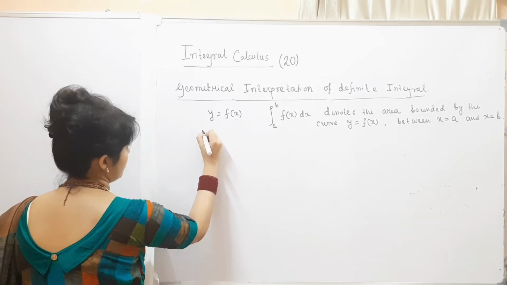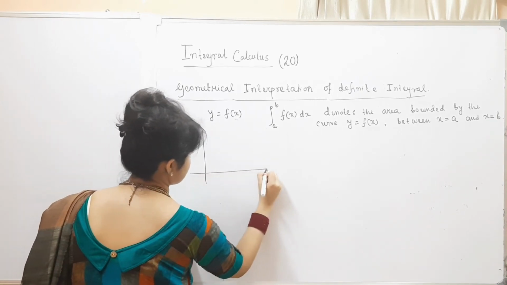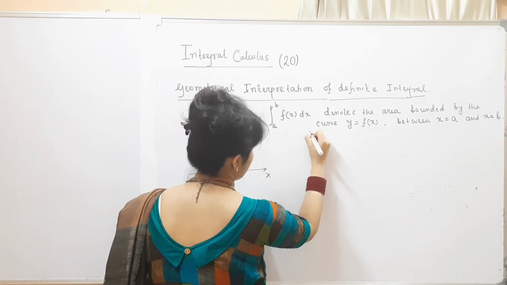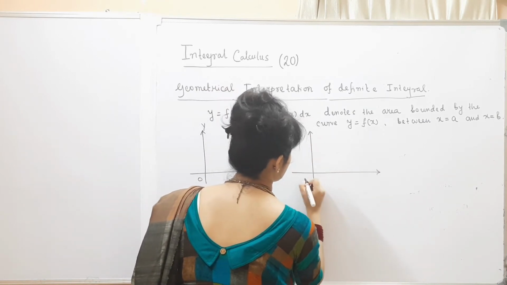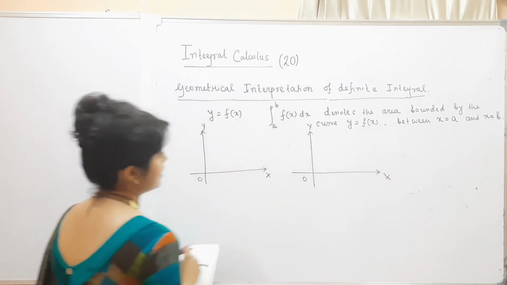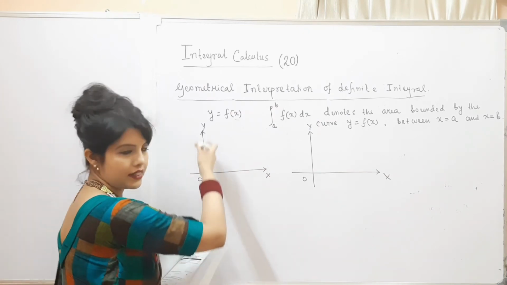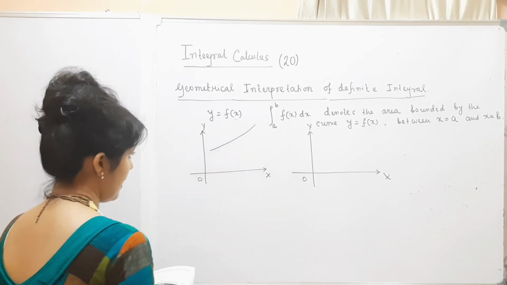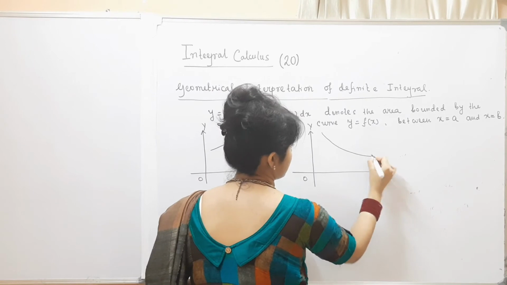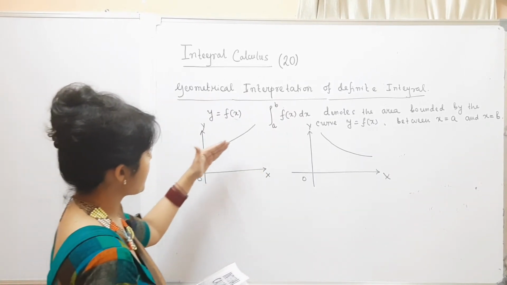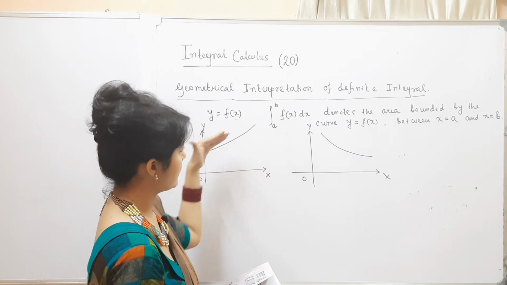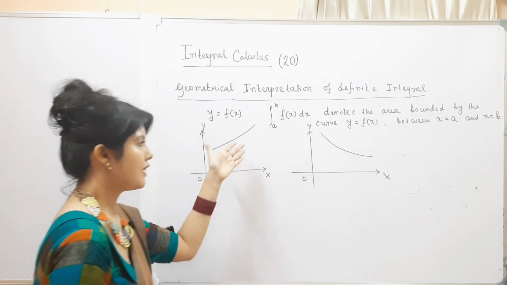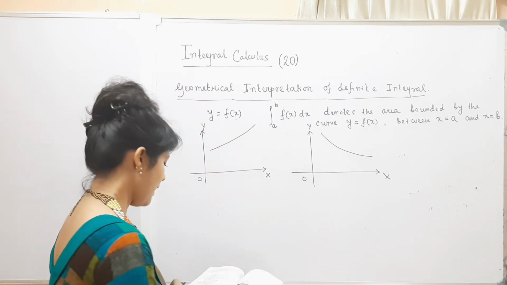This is the x ordinate, that is OX, and this is Y, and these curves may be of 2 types, so I am drawing 2 sets of axes. Now this is the curve, and the curve may be like this one also. It may be in increasing order, or it may be in decreasing order. So the curves may be of 2 types.